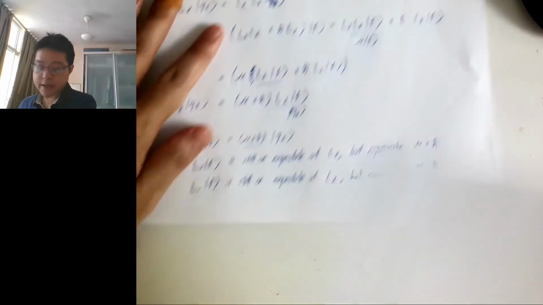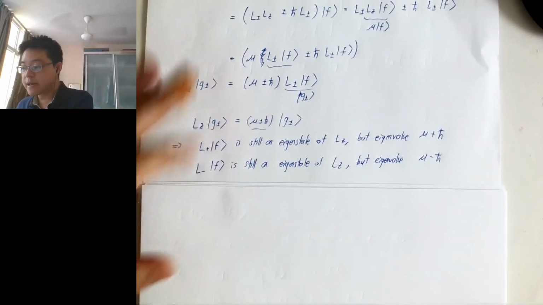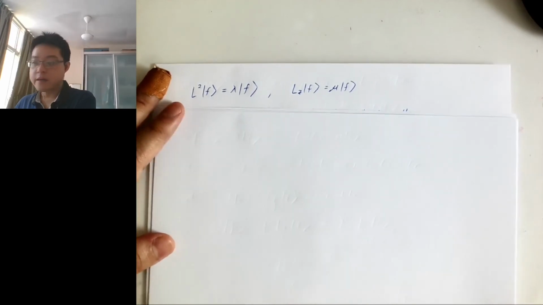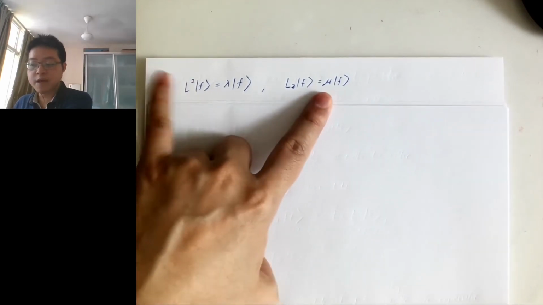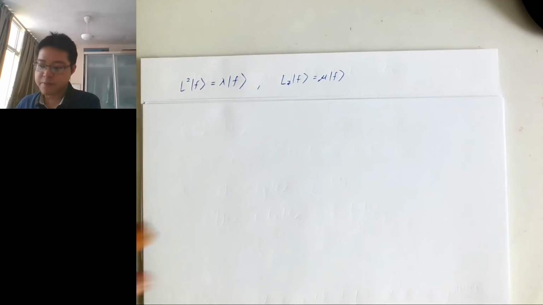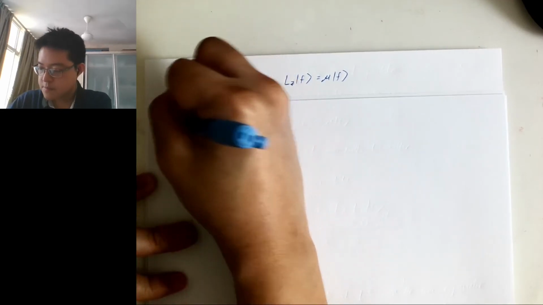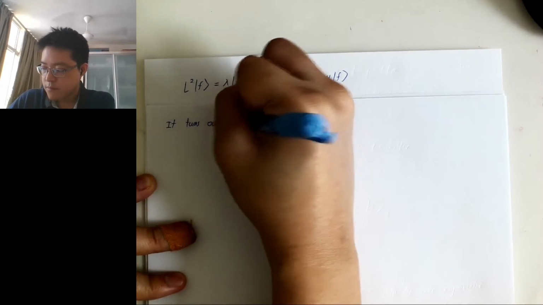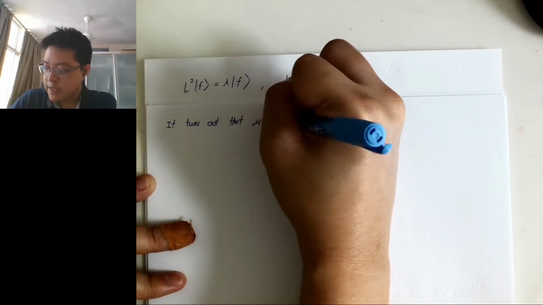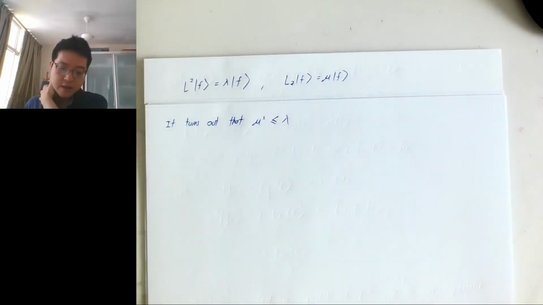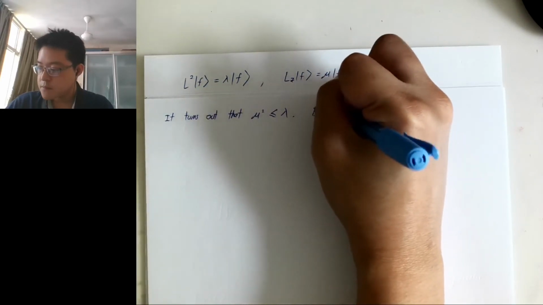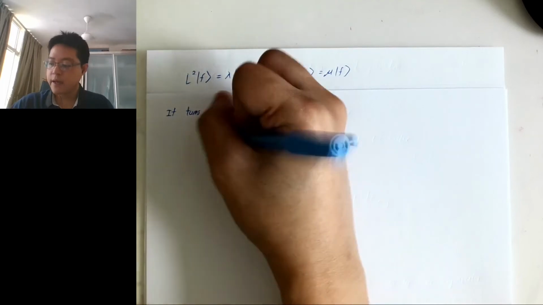It turns out that for the eigenvalues mu and lambda, mu squared must be less than lambda, and I will explain why. Mu squared must always be less than or equal to lambda. Okay, so let me tell you the reason. And the reason is this.